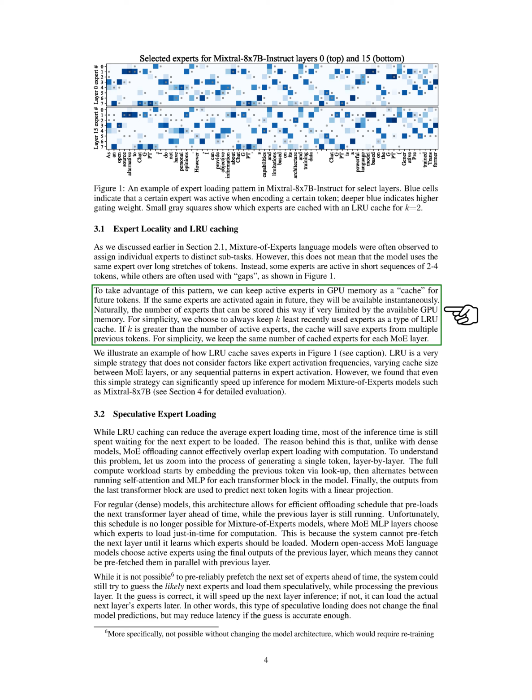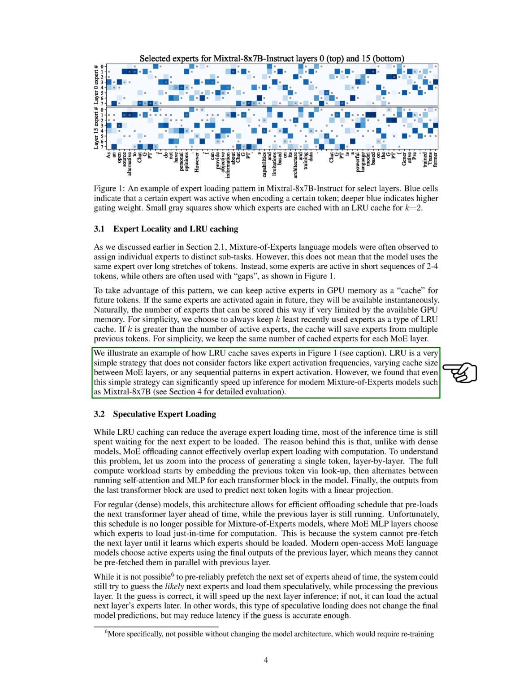Naturally, the number of experts that can be stored this way is very limited by the available GPU memory. For simplicity, we choose to always keep a certain number of least recently used experts as a type of cache. If this number is greater than the number of active experts, the cache will save experts from multiple previous tokens. For simplicity, we keep the same number of cached experts for each mixture of experts layer.